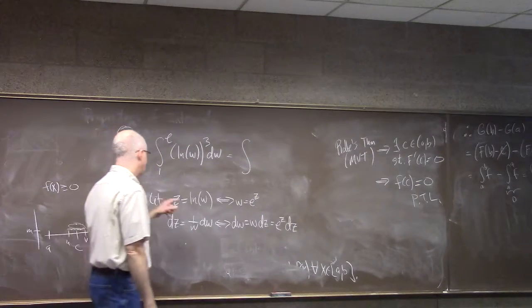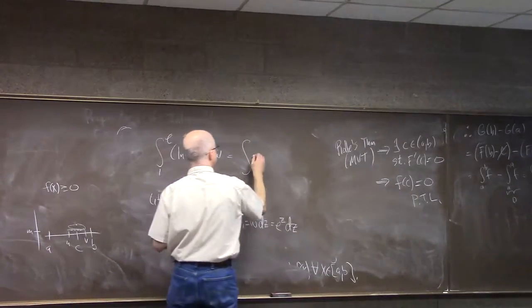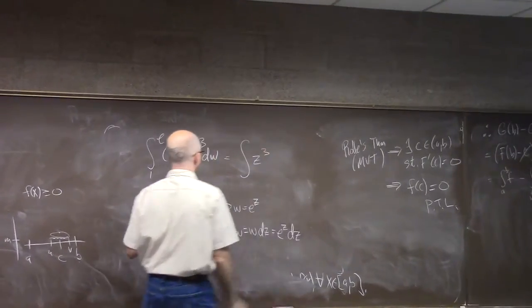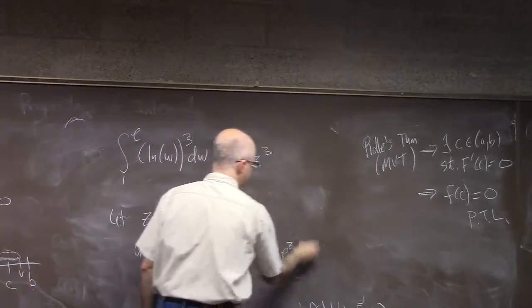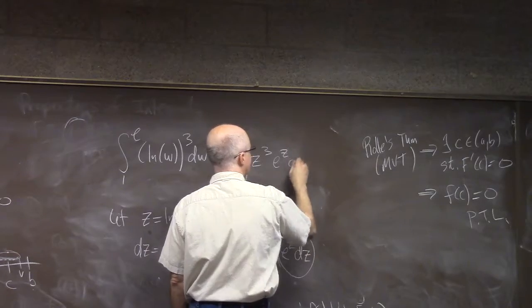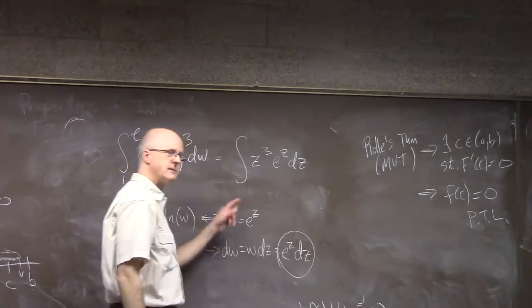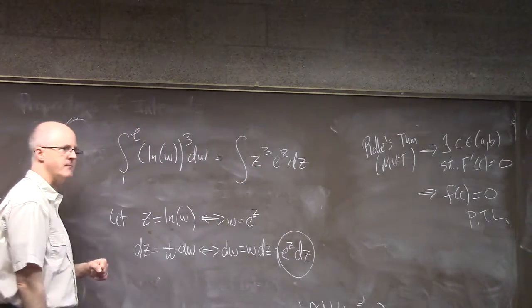Replace natural log of w with z. I do get a z cubed. Replace dw with e to the z dz. There we go. The integrand is right now. What about the limits of integration? You do need to change them.